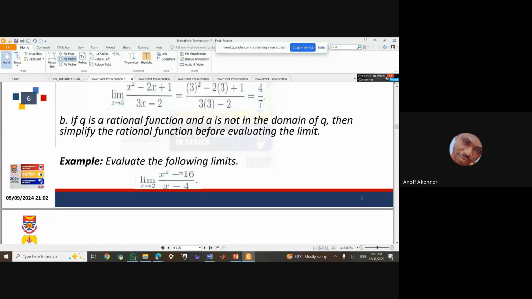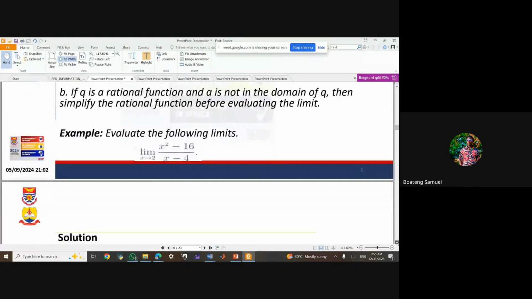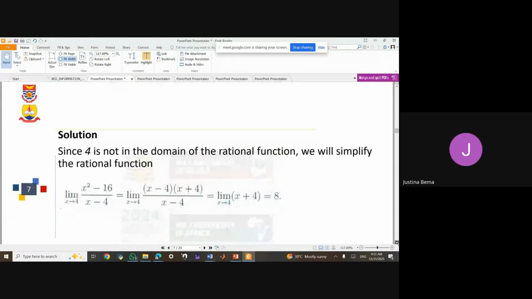Okay, so I will simplify. I get x plus 4 in one bracket, x minus 4 in another bracket. So you have x plus 4, x minus 4 divided by x minus 4. So when you simplify, what do you get? x plus 4. Okay, so you are saying that since 4 is not in the domain of the rational function, we will simplify the rational function.